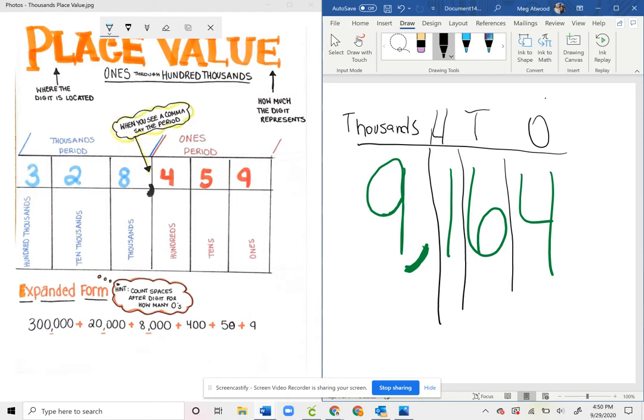Okay. Now let's look back at our chart. What do we know about a comma in a number? That tells me how I should say it. Let's see. Let's look back in our chart. When you see a comma, you have to say that thousands period. All right, so let's look. This tells me that's my thousands period. And this tells me that's my ones period.